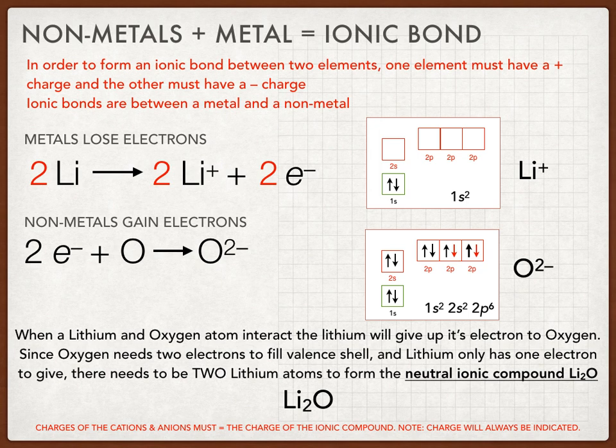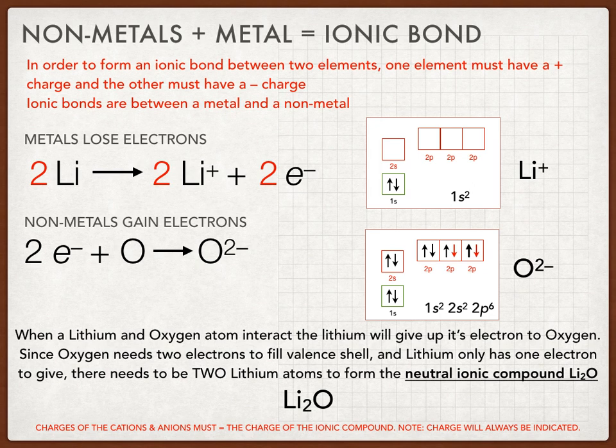And also note, charge will always be indicated. So for example, this Li2O, we're going to call this lithium oxide, but it's Li subscript 2O. There's no charge indicated anywhere around here, so you need to assume that it's charge neutral. If it's not charge neutral and there is a charge indicated, you'll see that later on, okay? But when we're starting to write out ionic compounds, we're going to assume the overall compound is charge neutral, so the plus charges have to equal the minus charges.